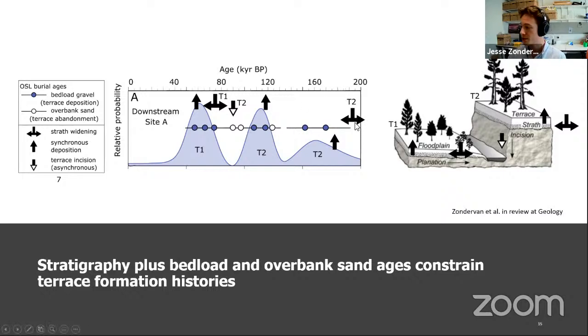These arrows show the timing of strath planation. The upward arrows are timings of deposition, and downward arrows are timings of incision. These white dots are actually times of overbank sands deposition. And then we can actually see the stratigraphy. This is terrace 2, this is terrace 1, right? So there has to be incision between those.